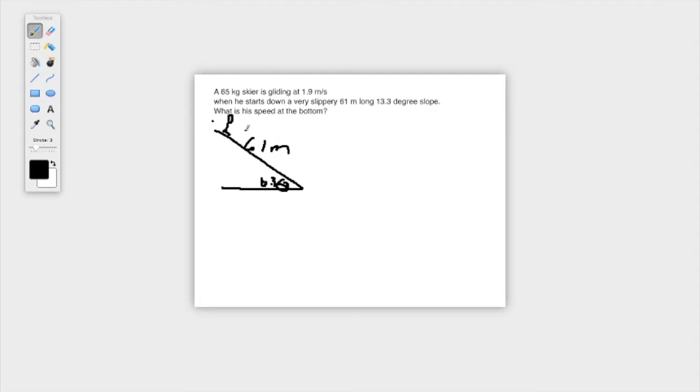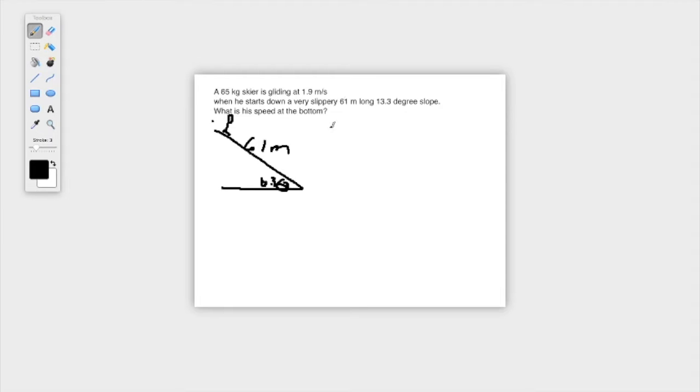So remember, we could do this in two ways. We could either use conservation of energy to find the height here by using 61 meters times sine of 13.3 degrees, and then use conservation of energy from there, or we can use work. So I'm going to use work done.